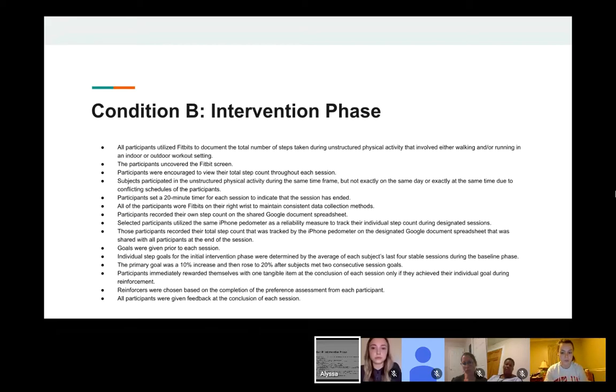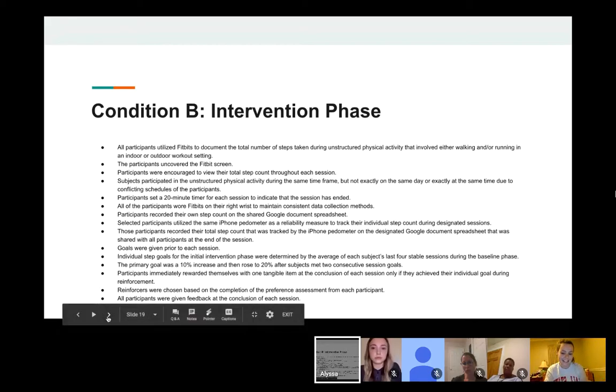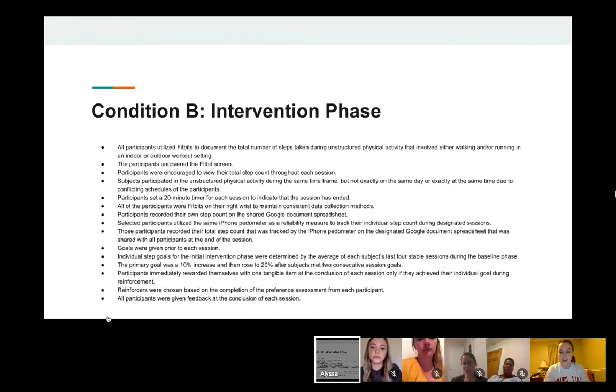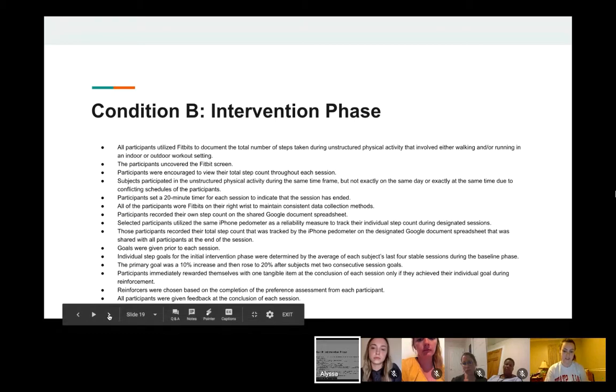Participants immediately rewarded themselves with one tangible item that we talked about before. So it's like a bowl of ice cream, an adult beverage, Starbucks, a charcoal face mask. So we got to choose one of those if we met our goal. Reinforcers were chosen based on the completion of the preference assessment from each participant. So in the beginning of the study, we talked about what we would all like to get as a reinforcer. So that's how we got that list. And then all participants were given feedback at the conclusion of each session by each other.